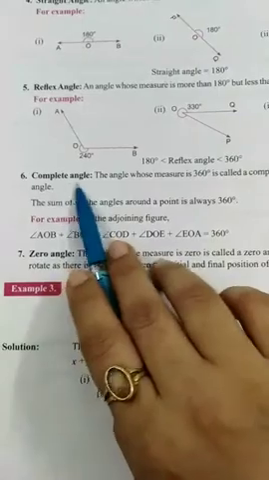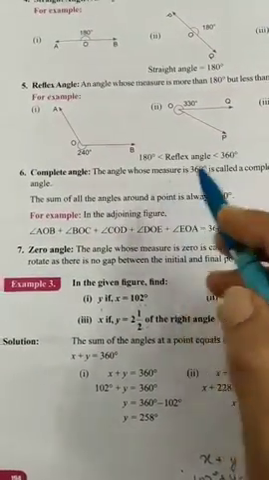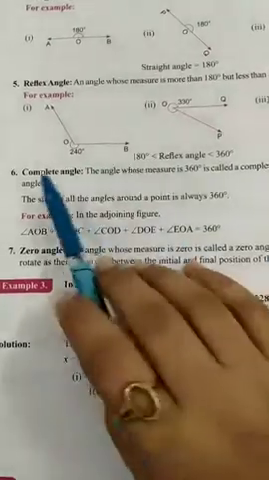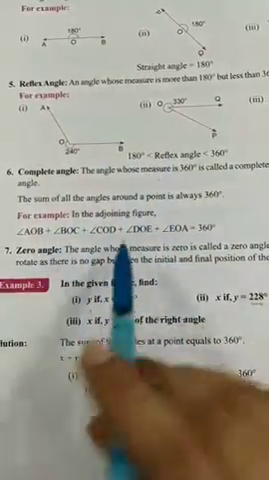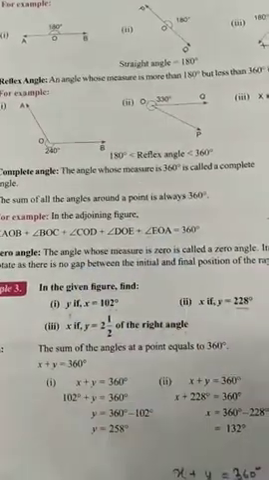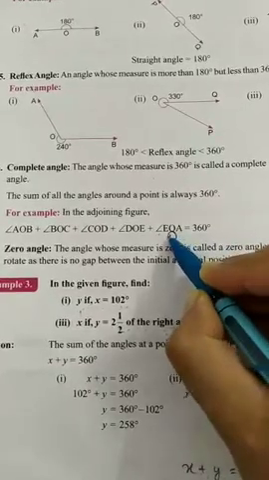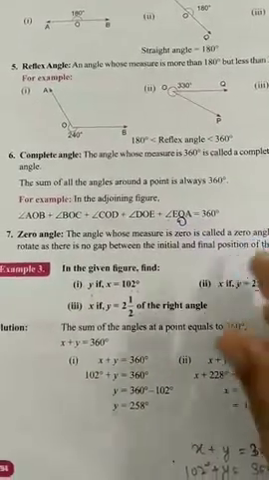Next is the 6th one, complete angle. Complete angle means a circle, 360 degrees. An angle which forms 360 degrees is called a complete angle. And zero angle: if the measure of the angle starts from a point and ends also on that same point, then it is the zero angle.